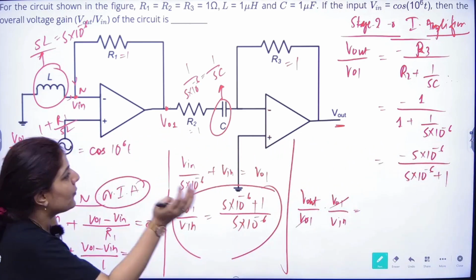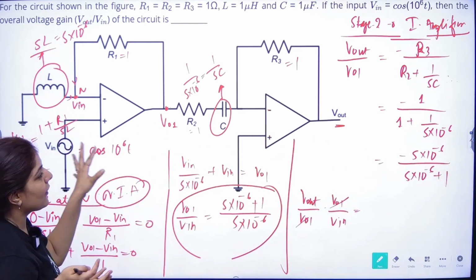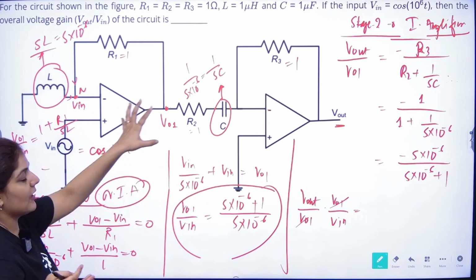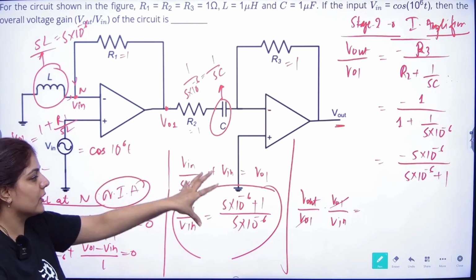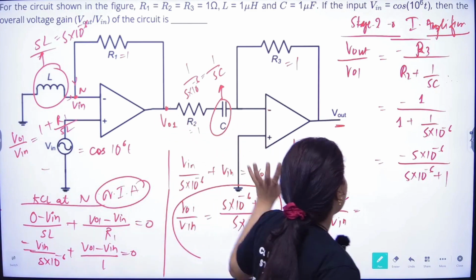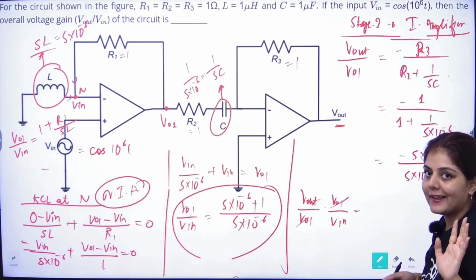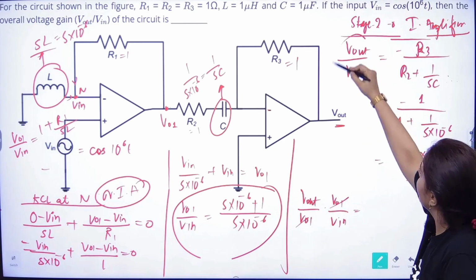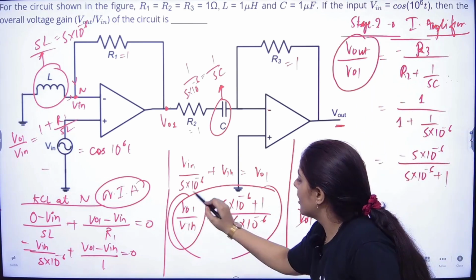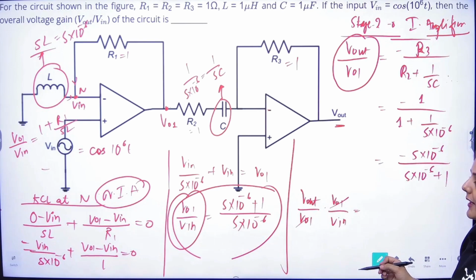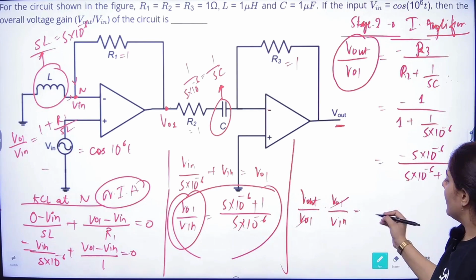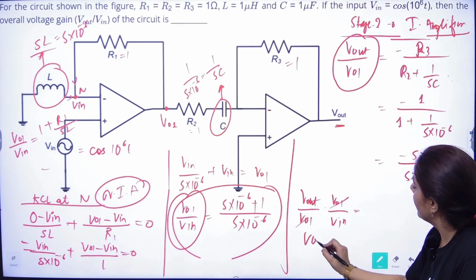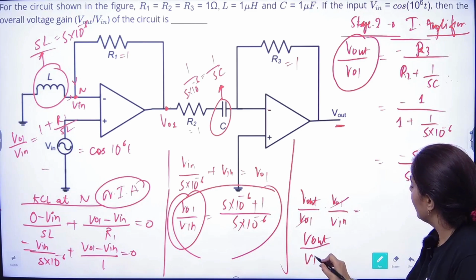Now for the complete gain, the gain of all the stages, what you have to do is multiply the gains of each of the stages. The intermediate output will cancel out automatically, like this. I have taken the gain of the second stage, this is the gain of the first stage, I have just multiplied them. After multiplying them, we will get V out by V in only.